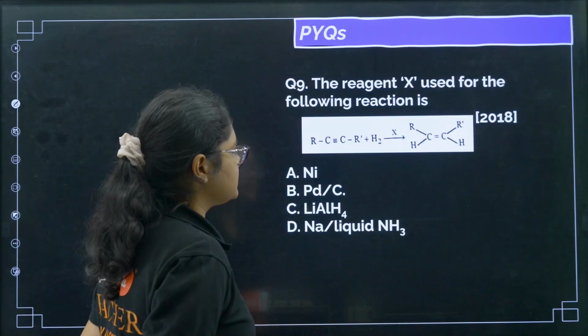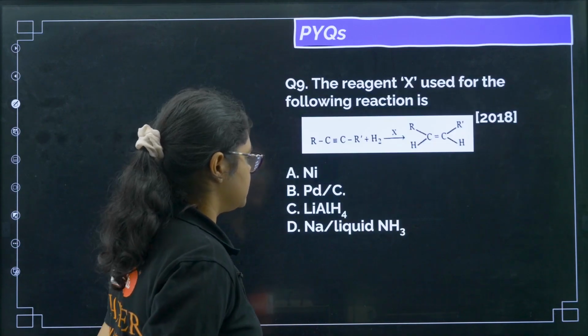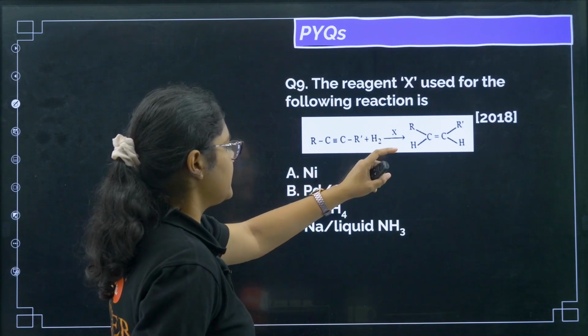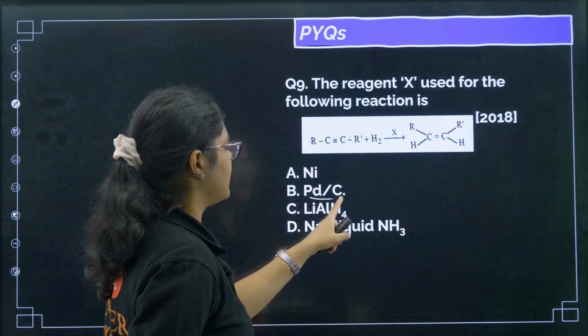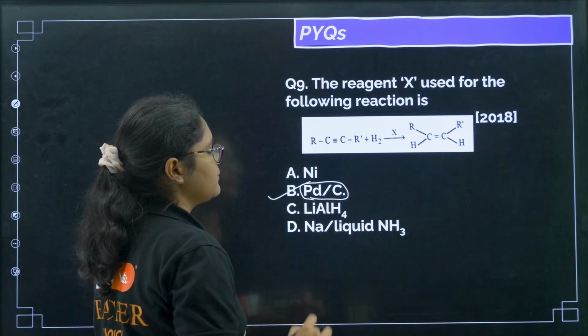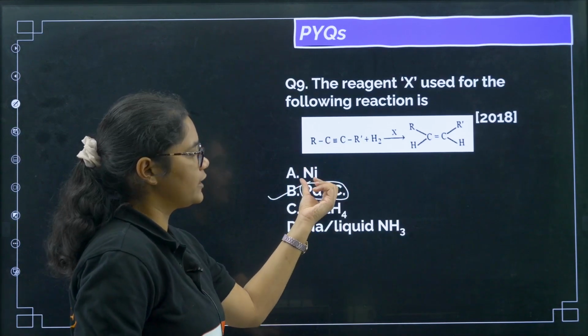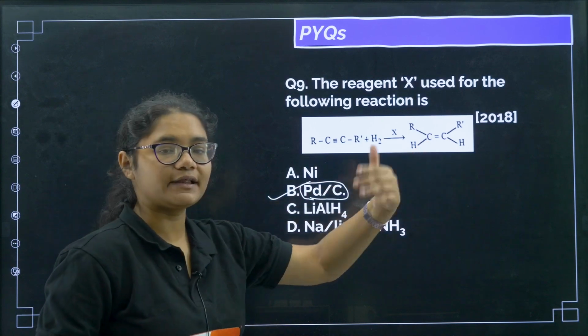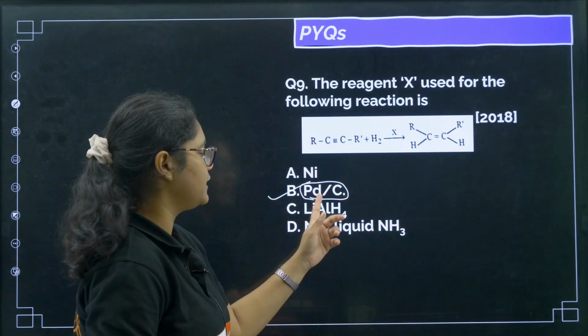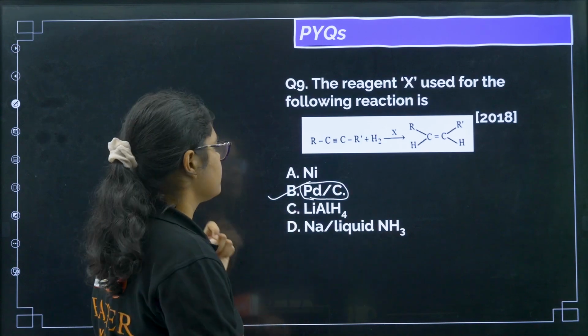Next, the reagent X used for the following reaction is... so if you have added H2, right? You can use palladium on carbon. Okay, if you do not use palladium on carbon, if you just use nickel or something, then this alkyne will get converted to alkane as well. So to stop the reaction at the alkene, we need palladium on carbon.